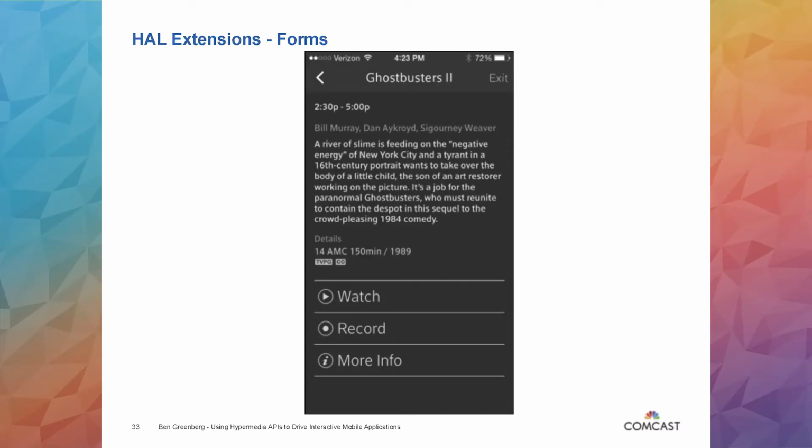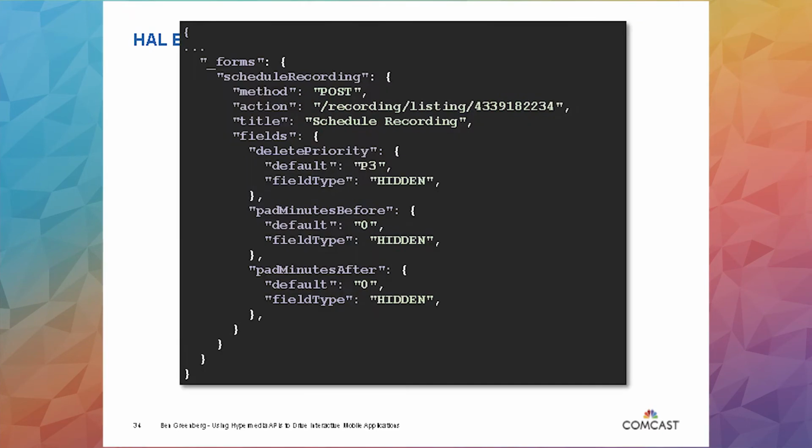So you can watch it. That's a get. That'll tune you to the channel it's on or start playing the on-demand content. There's the more info that goes to a detail screen. That's a get. So those are links. But then for the record, rather than make it a link, we made it a form. So what we created was this underscore forms property, just to kind of go with the spirit of HAL. And essentially, we've taken an HTML form and JSONized it.